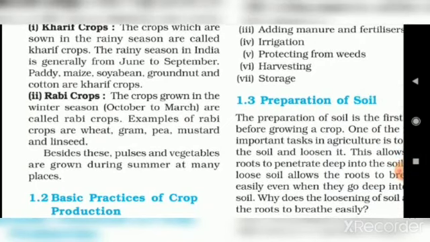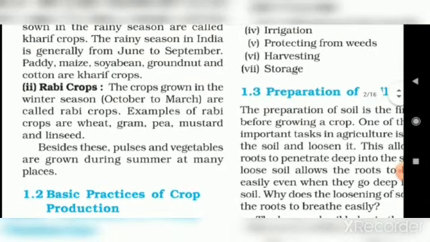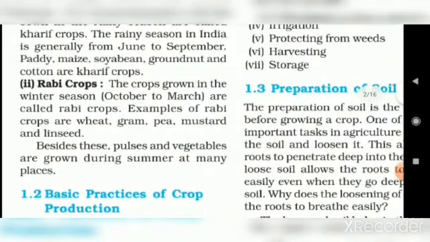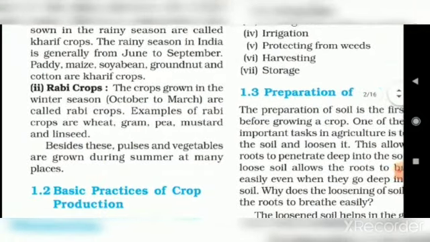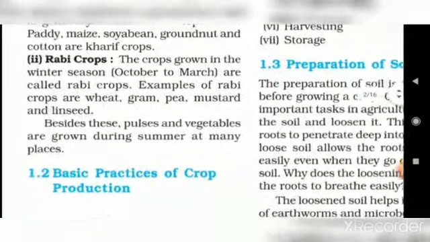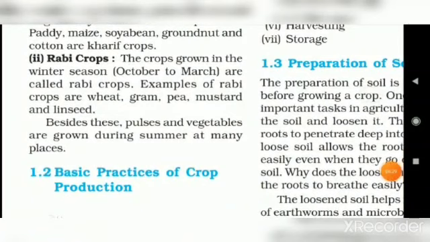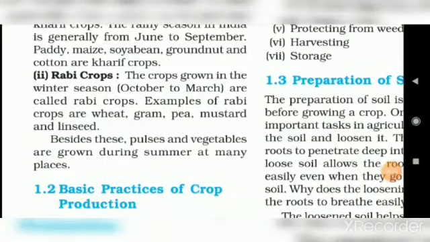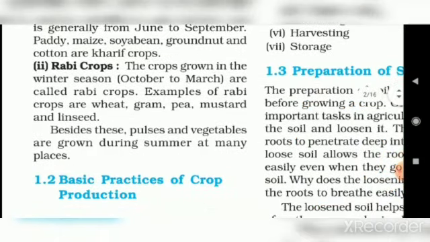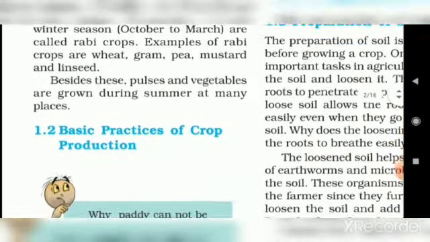Rabi crops. The crops grown in the winter season, October to March, are called Rabi crops. Examples of Rabi crops are wheat, gram, pea, mustard, and linseed. Besides, these pulses and vegetables are grown during summer at many places. So, what are Rabi crops? The crops which are grown in the winter season are called Rabi crops. The winter season is from October to March.